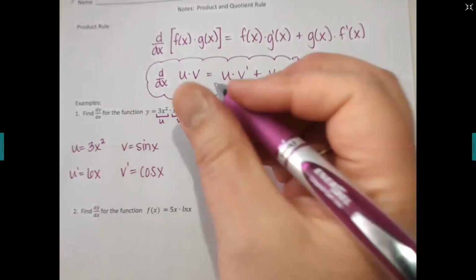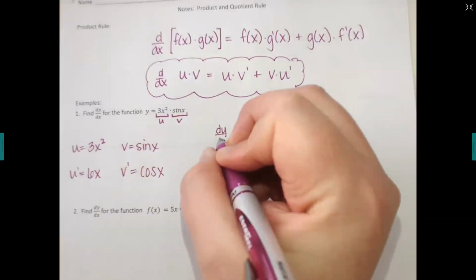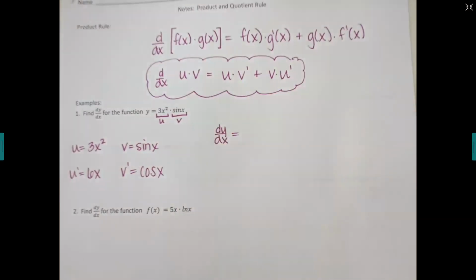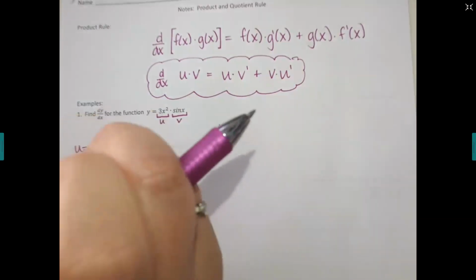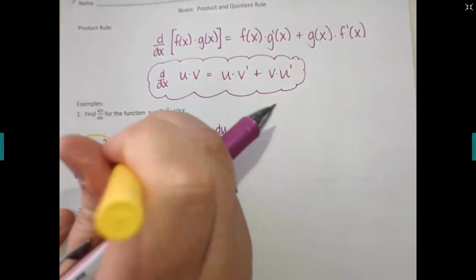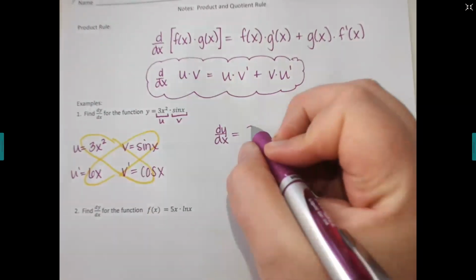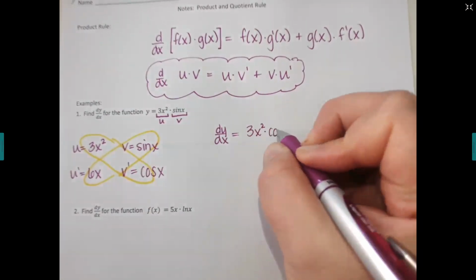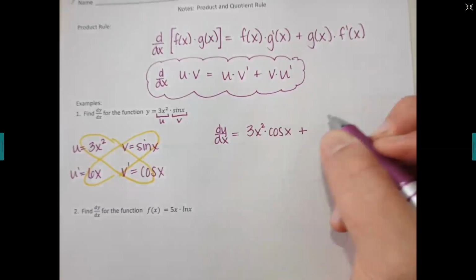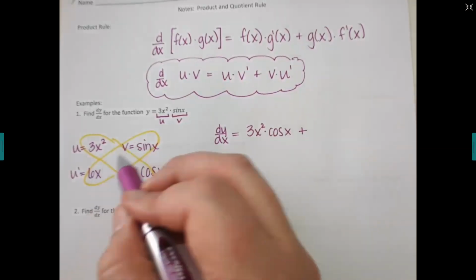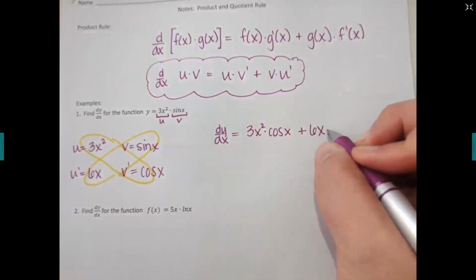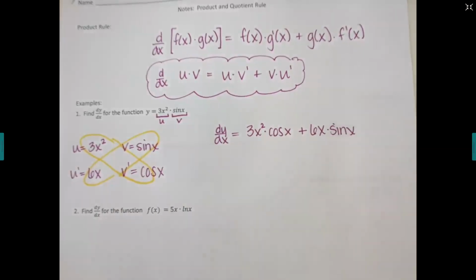The derivative of y is called dy dx. And I'm going to do this diagonal plus this diagonal. So it'll be 3x squared cosine x plus 6x and sine x. It really doesn't matter which order you put them in because you're multiplying. Okay. Now this answer is correct.